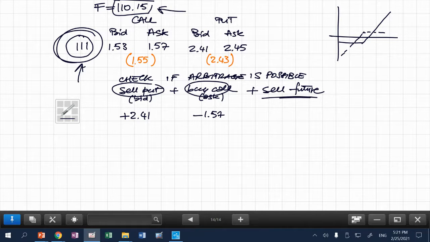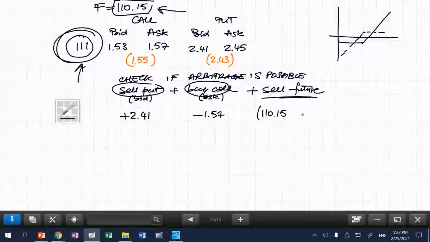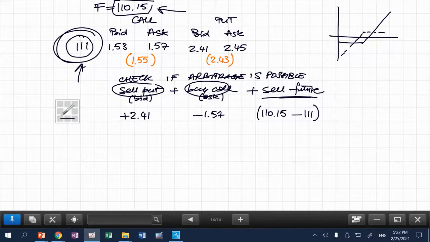They say, we don't care. The price is 110.15. You sell it at 110.15. Is that okay? So in the future part of the story, there is a loss which is equal to the difference between 110.15, which is the price at which you sell, minus 111, which is the strike of the two options, which is the price at which you implicitly buy. Have I been clear?